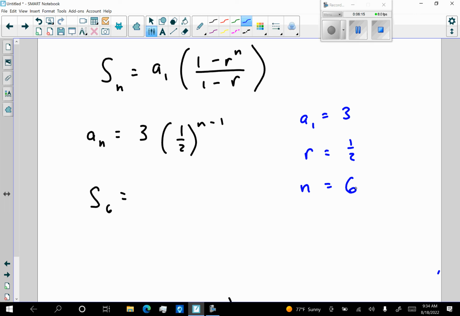So we're going to plug those pieces into the formula and find the 6th partial sum of the geometric sequence defined by 3 times 1/2 to the n minus 1. And here we go, putting them into the formula. A sub 1 is 3 times the ratio 1 minus 1/2 to the 6th power over 1 minus 1/2.